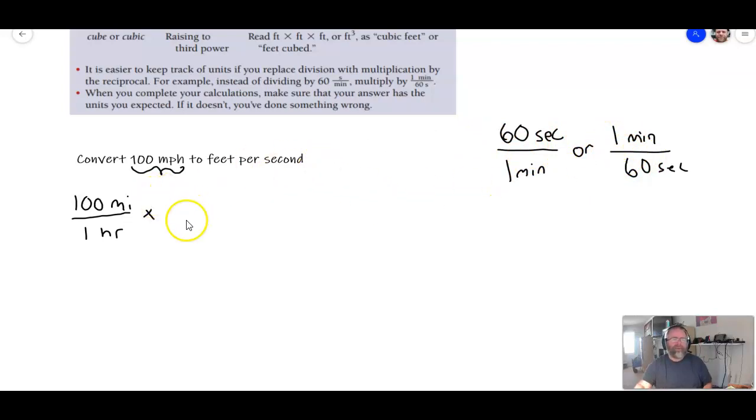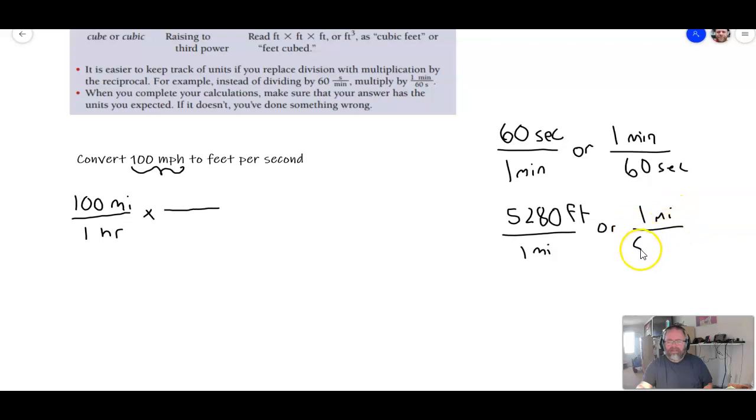So the first thing I'm going to do is work on getting miles converted down to feet because I want feet. So this next one is going to be something where I convert miles to feet. So I know that there's 5,280 feet in 1 mile. So I can do a unit fraction as 5,280 feet over 1 mile, or I can do 1 mile over 5,280 feet.